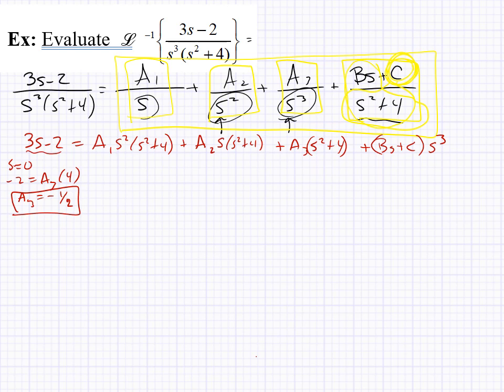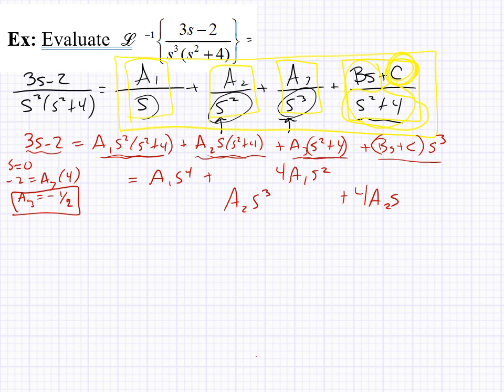After that, there's really not much else we can do by choosing certain s values. So I'm going to now multiply this side out again. Not nearly as bad as the last one was. So here, this first one's going to give me a1 s to the 4th plus 4 a1 s squared. This one's going to give me a2 s cubed plus 4a2s. This one's going to give me a3s squared plus 4a3. And this one's going to give me bs to the fourth plus cs cubed. And I organized it this way because now my s to the fourths, s cubes, s squareds, s's, they're all grouped together.